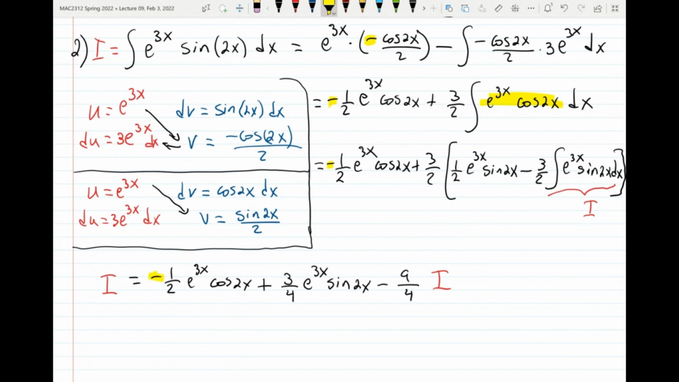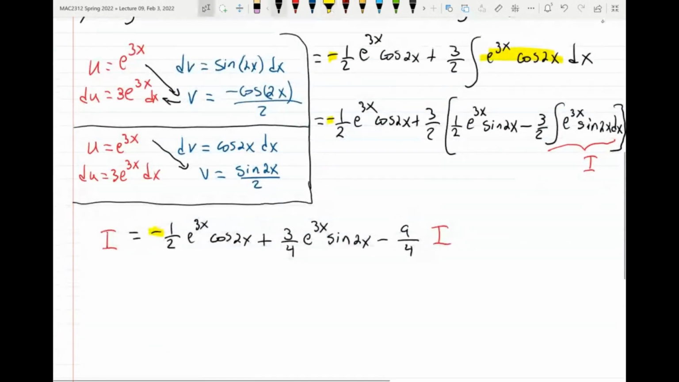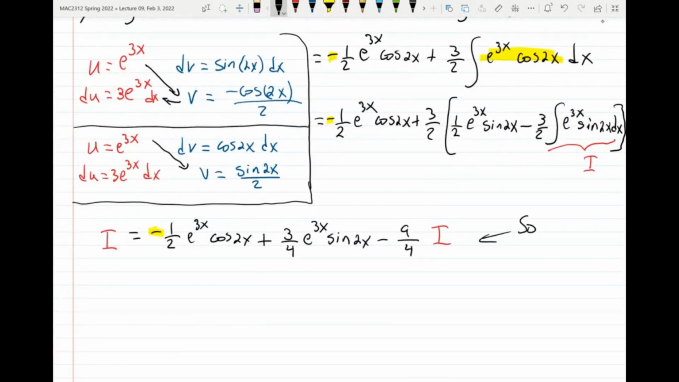Okay, anyways, now you know what to do, right? So the idea now is that we solve for I. So I'm going to add I. So 9/4 I plus I is going to be equal to this.